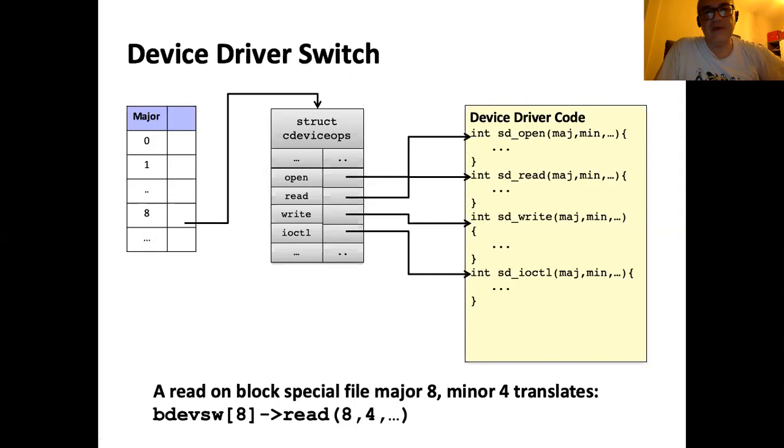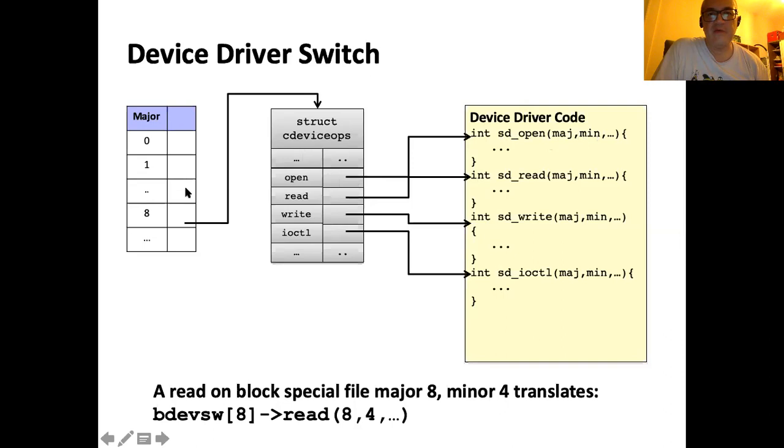So I would like to invoke the open method of this device. So I follow the open function pointer. The open function pointer points to this sd open. So when I open /dev/sda, I invoke this one with the minor number as a parameter. So open will know which hard disk I would like to access.